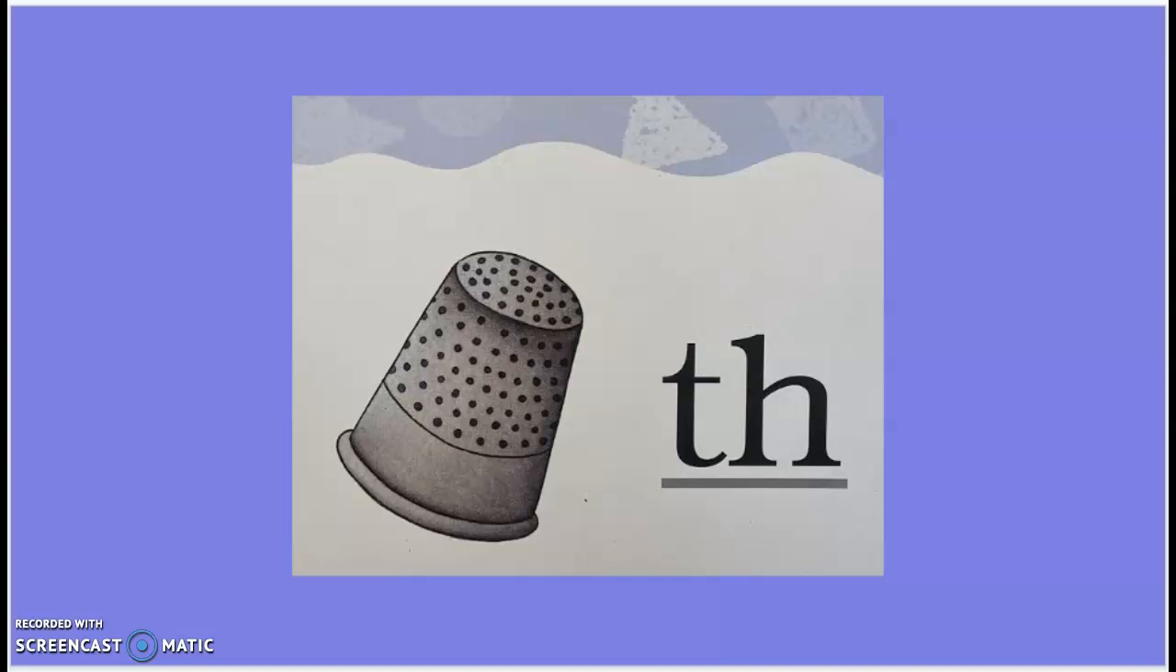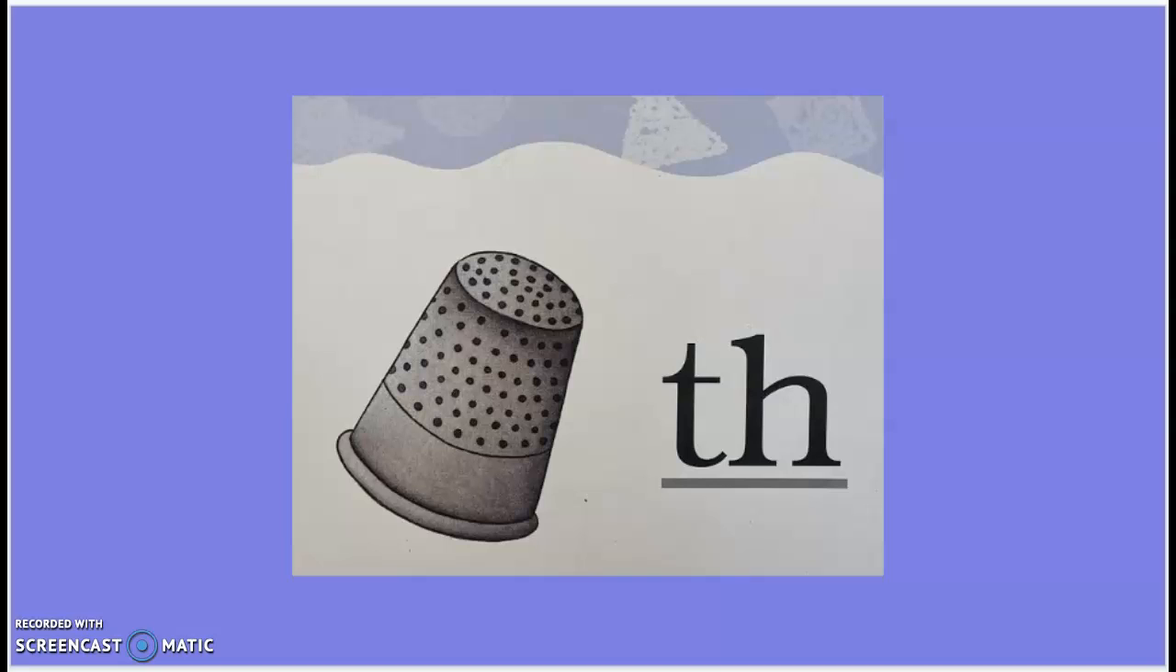Now make the TH sound in the word thimble. Thimble, thimble. You feel no vibration in the TH when you say thimble. That is called an unvoiced TH. We put just a line under the TH like we talked about.